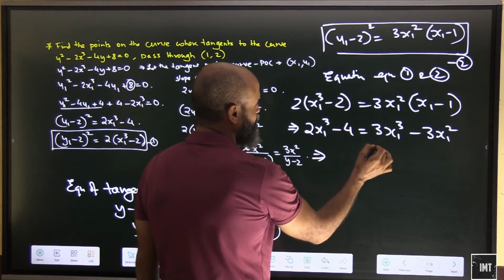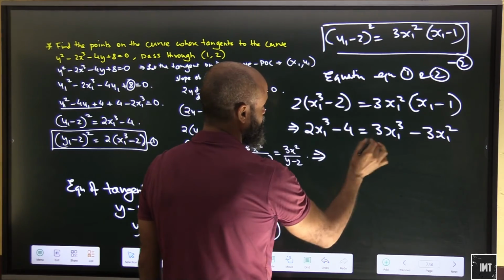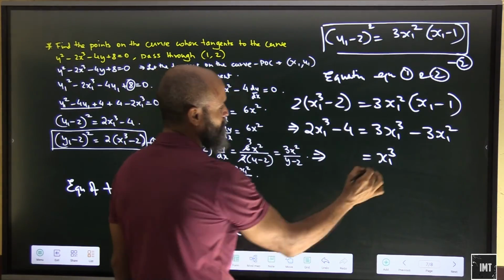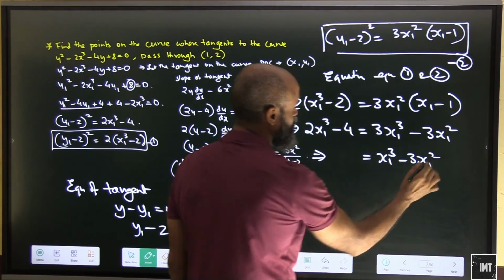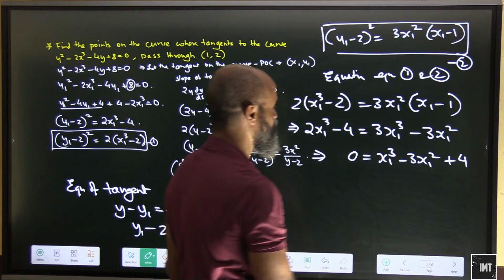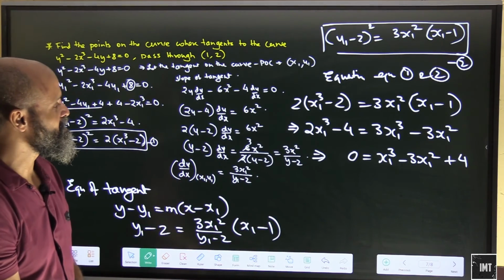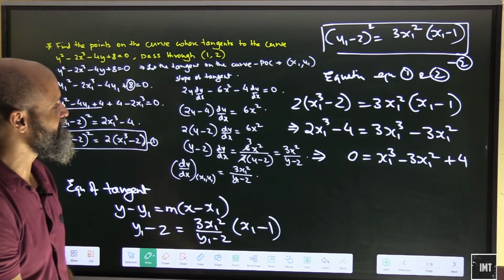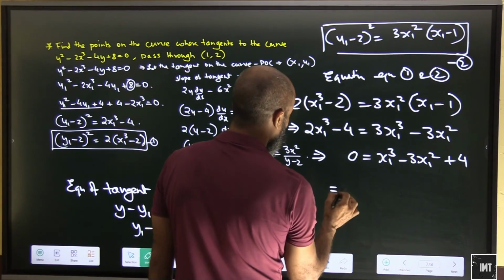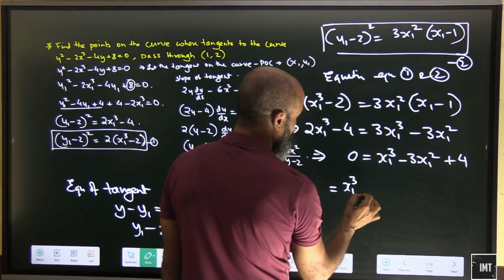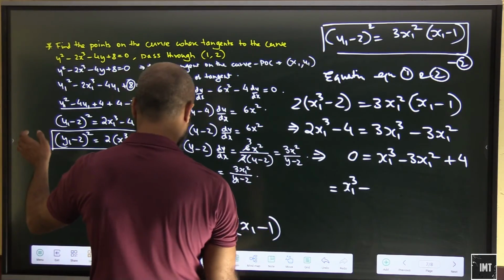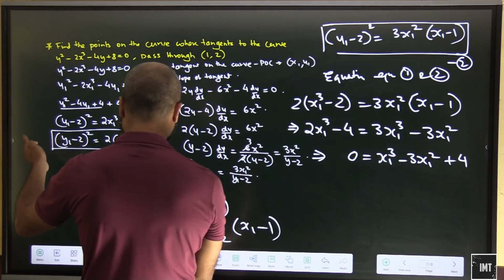So this will be 3 minus 2, that is basically x1 cube, minus 3x1 square, and this will be plus 4, is equal to 0. So 3 minus 2 x1 cube minus 3x1 square plus 4 is equal to 0. So this will be x1 cube minus... now let's look at this. This is basically coming not as a quadratic equation.